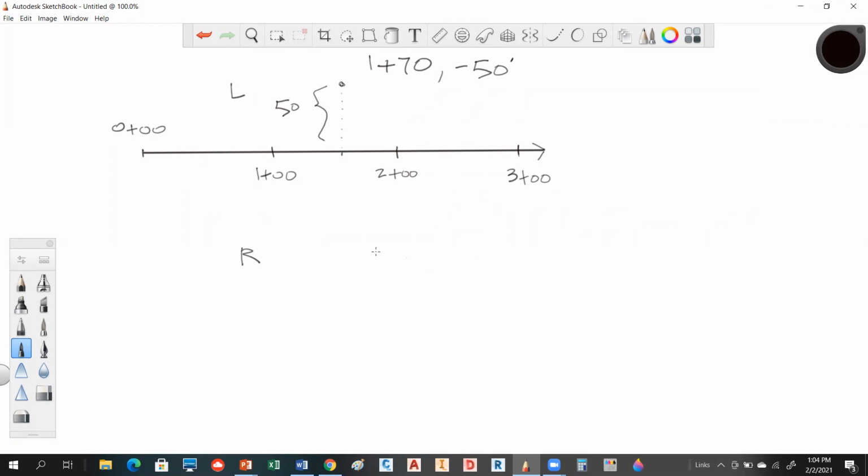And if you're on this side, and you're at 2 plus 00, that would be 200. And then this would be, let's say 100, then this would be a plus. Okay, that's how your alignments work. So this is basically just a grid. This is your X direction and this is your Y direction. Everybody see that?